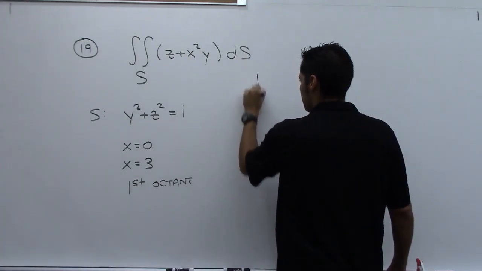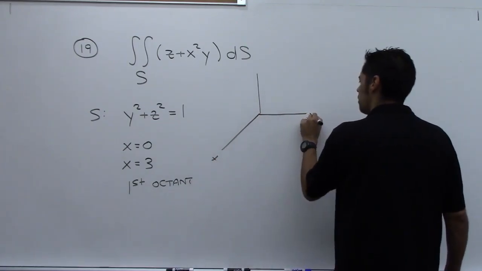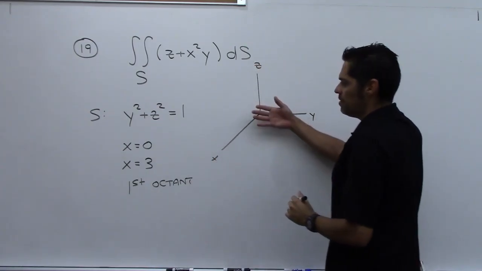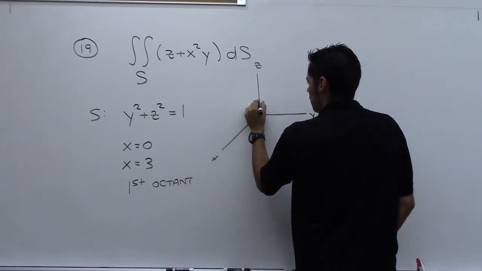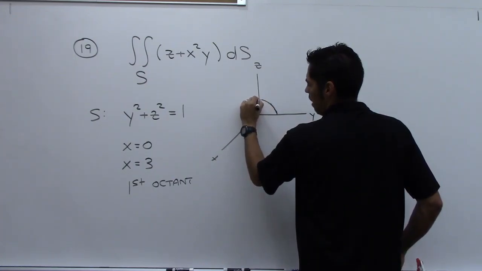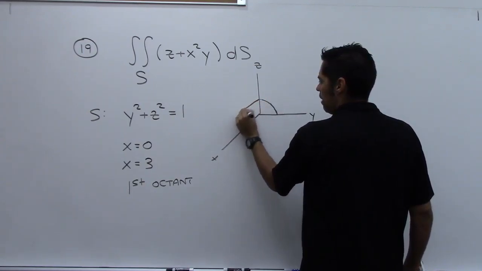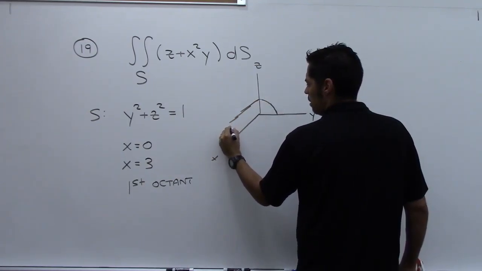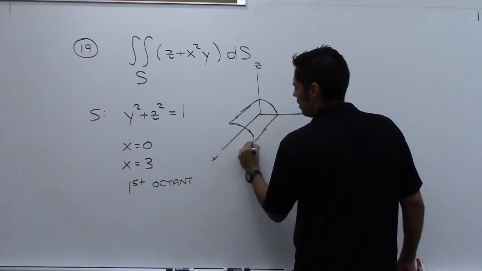So let's see. X equals 0 is the YZ plane, and our cylinder comes out this way, so it's going to do something like this, and then it's going to wrap around the back side, but we're only in the first octant. It's going to come down like this to x equals 3. Okay, we'll have something like this.